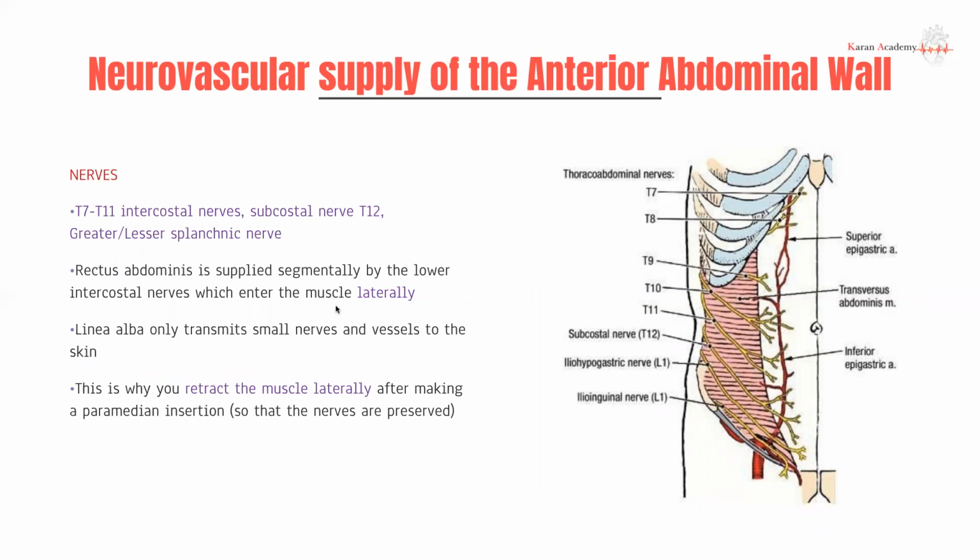So I guess the only thing I would like to talk about here is that when we perform open abdominal surgery, the incisions we make are often in line with the pattern of the nerves. So this is when we retract the muscle laterally after making a paramedian incision. We do that so we preserve the nerves and don't actually damage them.